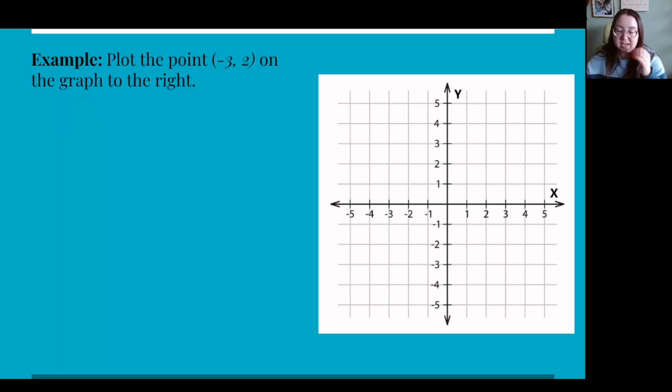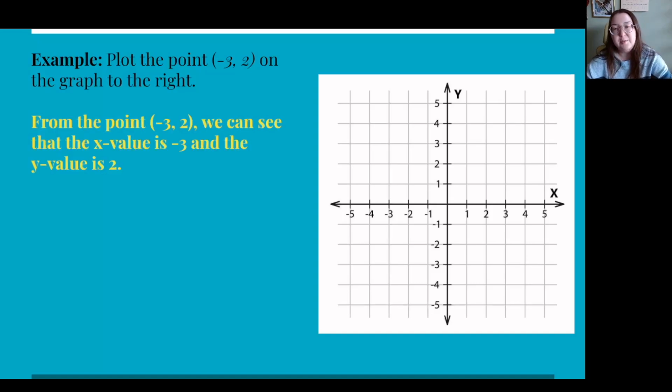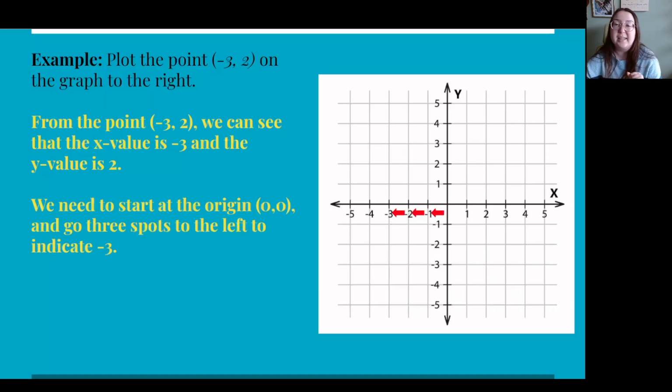All right, so as an example we'll do together, we're going to plot the point negative 3, comma 2 on the graph on the right here. From the point negative 3, 2, we can see the x value is negative 3 and the y value is 2. The first one's always x and the second one's always y. So starting with our x value, we'll start at the origin, the spot in the center, and then with our x value being negative 3, we'll go 3 spots to the left since it's negative. So we see we have little arrows here indicating our 3 spots to the left. So that brings us to negative 3.